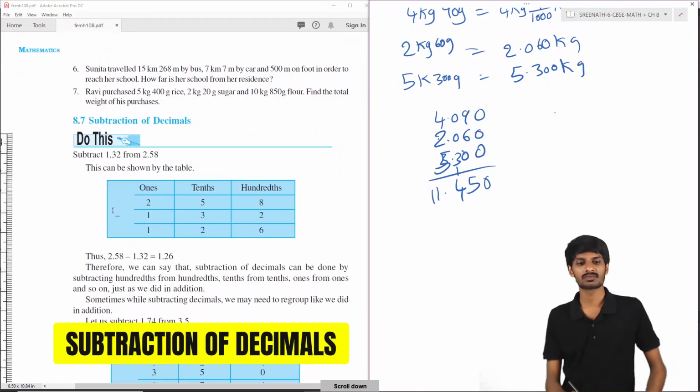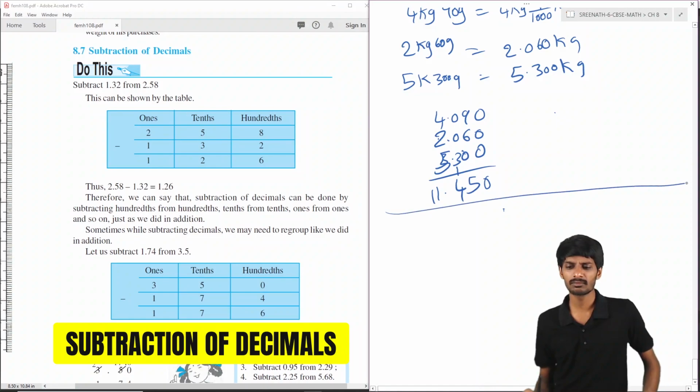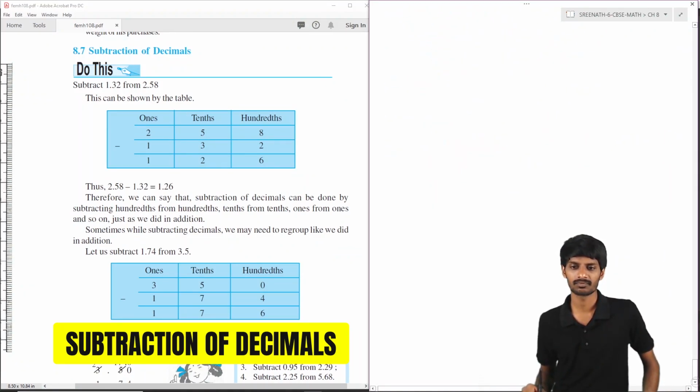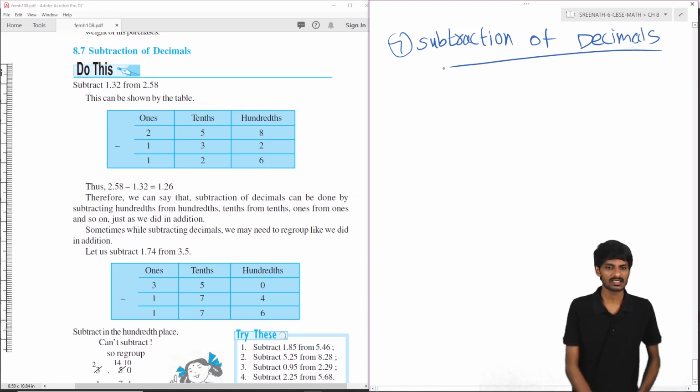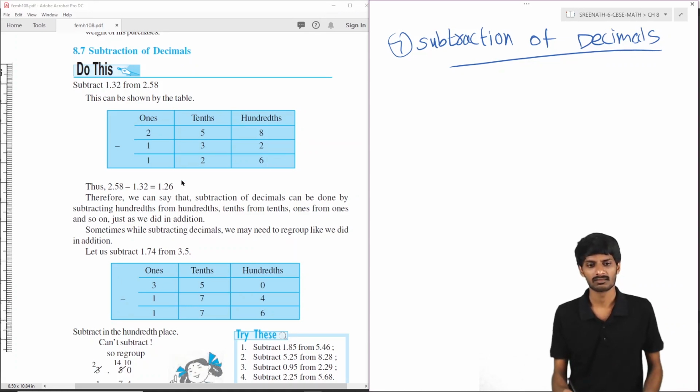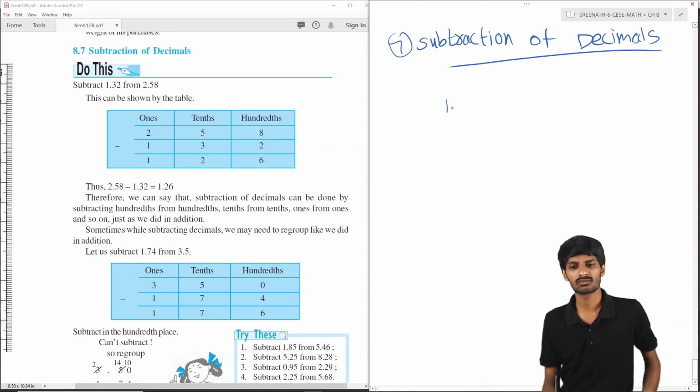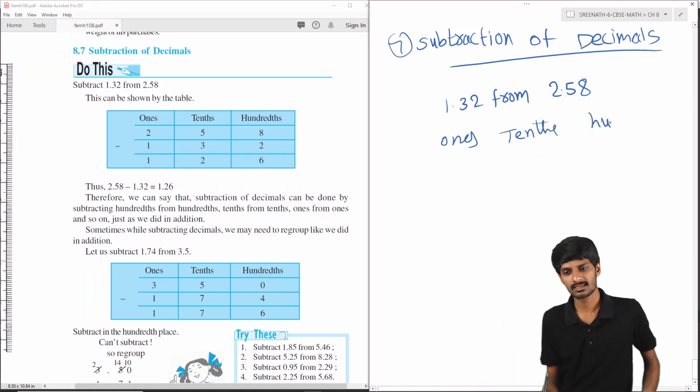Next thing is subtraction of decimals, students. How to subtract? It is also very similar, students, very simple. Subtraction of decimals is similar to addition. Just as we do for addition, we have to do for subtraction. Suppose we have to subtract 1.32 from 2.58. First you have to write them in this box: ones, tenths, hundredths.